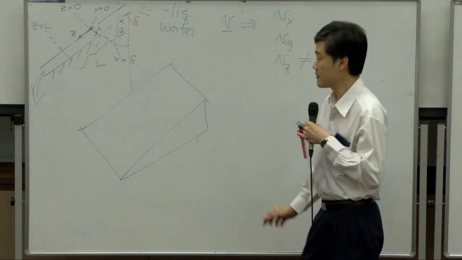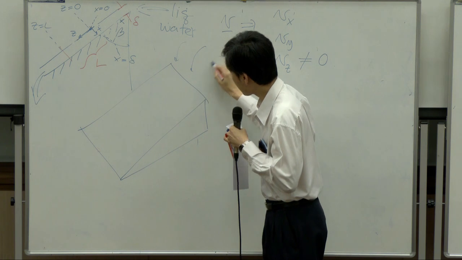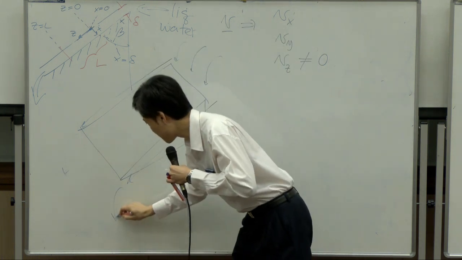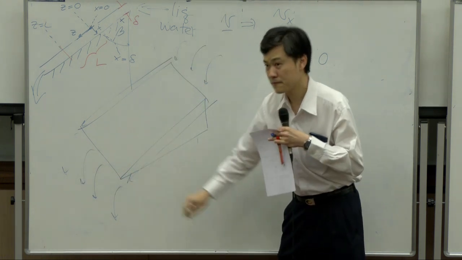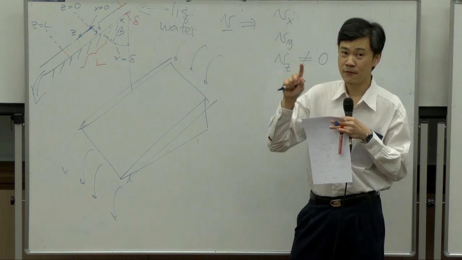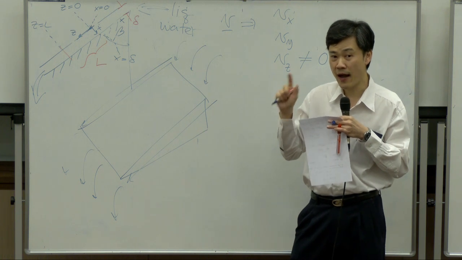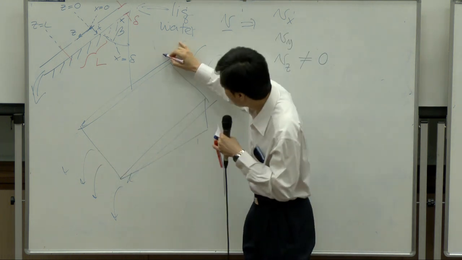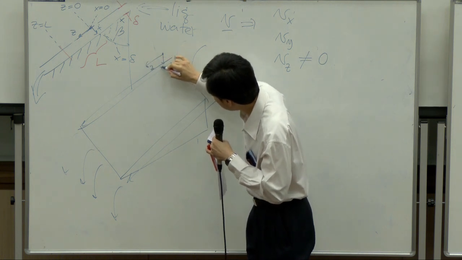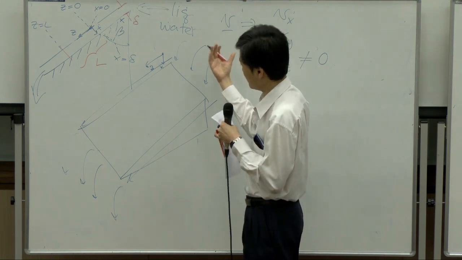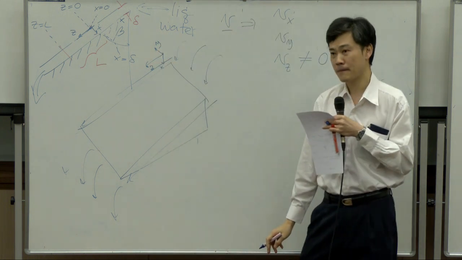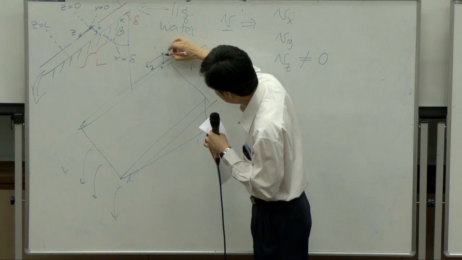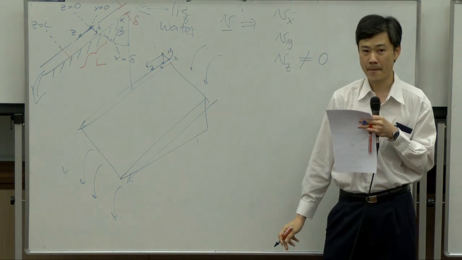If this is my inclined plane, I pour liquid down, and liquid somehow goes this way, downward, to form a thin film. Okay? What will it look like if I have velocity in y direction? If it goes down here, it's going in z direction, right? This is z direction. This is x direction. Let's say, oh, this is supposed to be y direction, right? No. X. This is y. Okay?